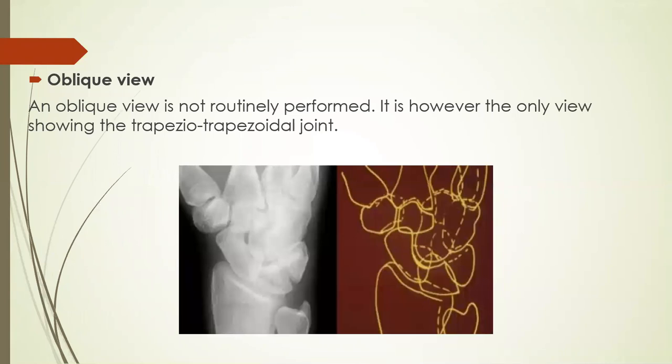Oblique view. An oblique view is not routinely performed. It is, however, the only view showing the trapezoidal joint. Here, this is the joint that is shown by the oblique view.